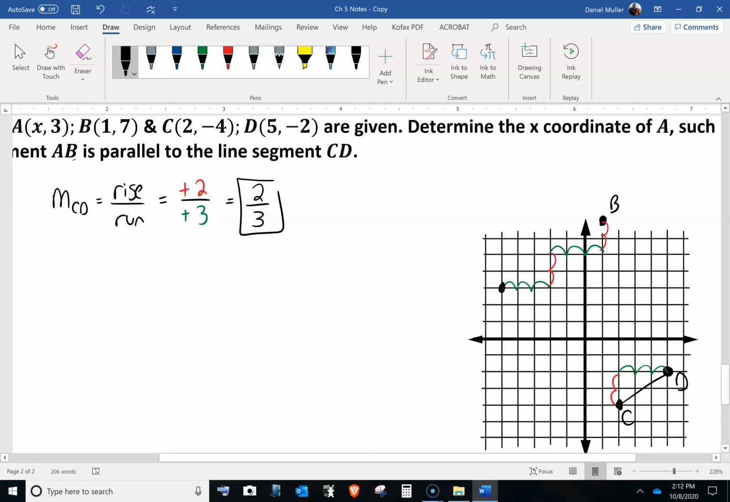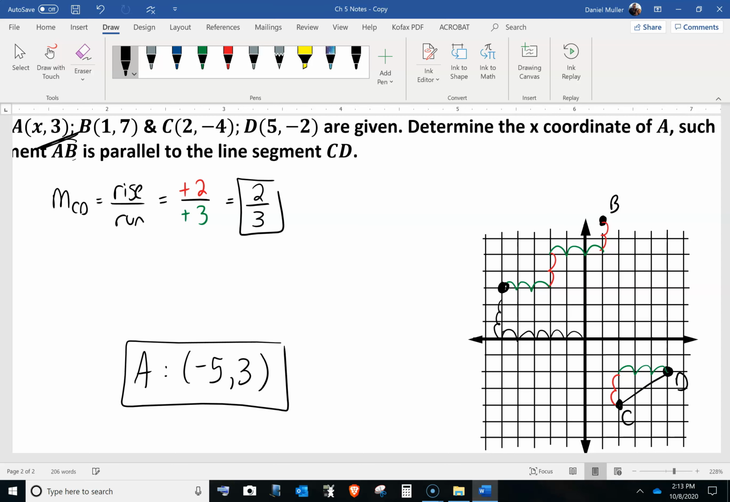So is this the spot? Well, it is 3 high. And we needed it to be, remember our A point here is x comma 3. So it needs to be over something and up 3. And sure enough, over 1, 2, 3, 4, 5, 5 to the left, up 3. So our point would be 5 to the left and up 3. And that's exactly what we needed this thing to be. It needs to have the 3, check. And we needed to find this number. We found it to be -5.